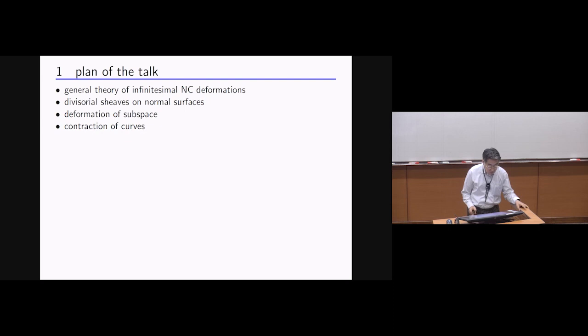One is divisorial sheaves on normal surfaces. The next one is deformation of subspaces. Subspaces themselves are varieties, and in this case, I can consider non-commutative deformation of varieties. But these are only deformations of structure sheaves, so it is easier. And then I consider also deformation of contractions, where the fibers are one-dimensional. Okay.